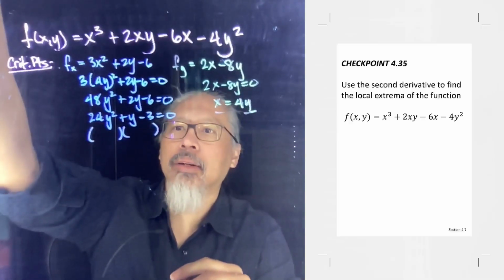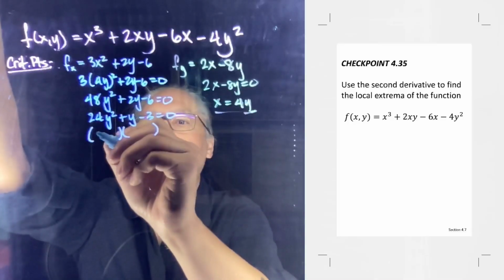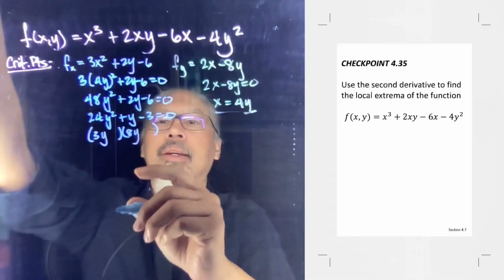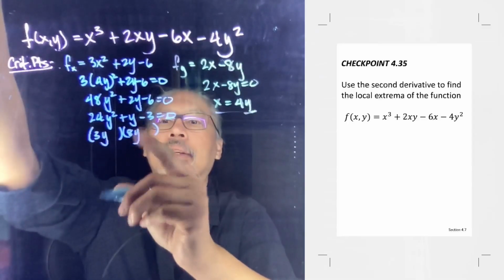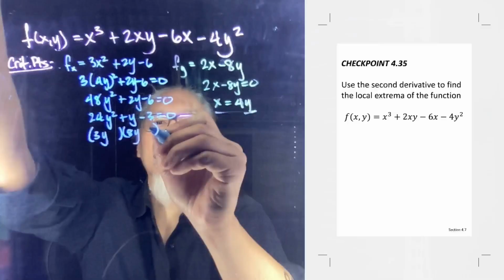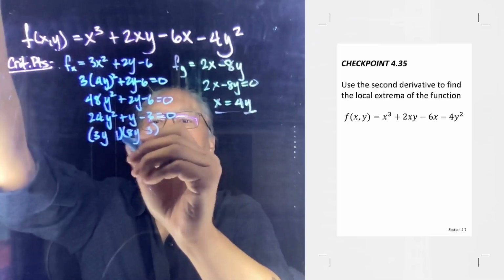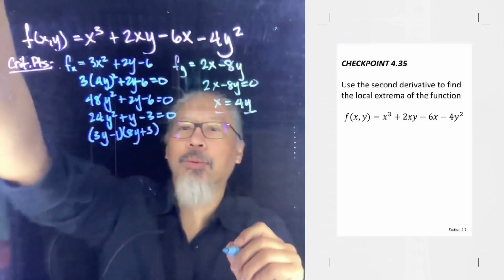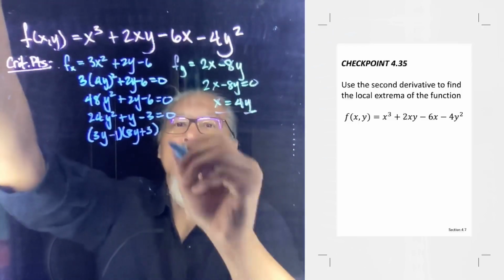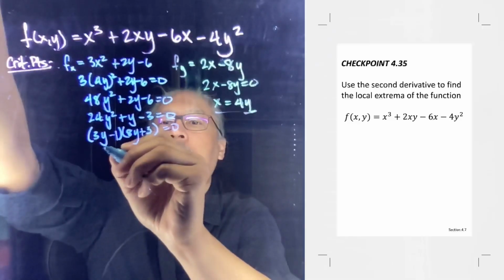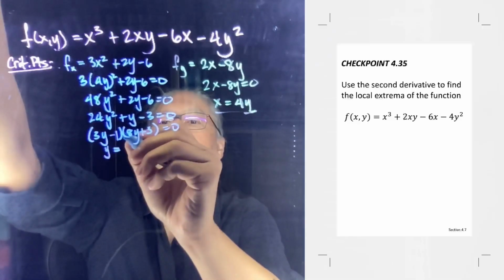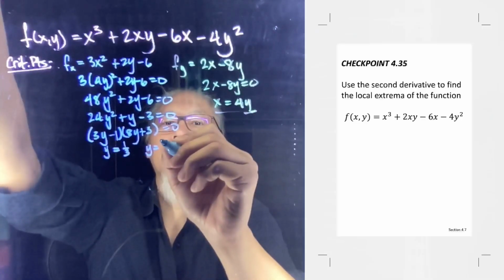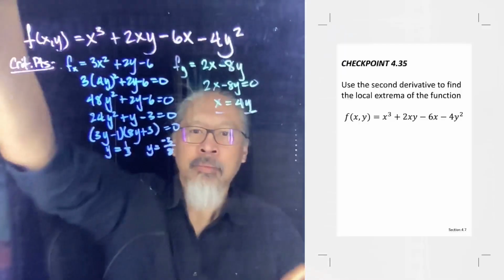24, several possibilities. I think 3 and 8 would do. 3y, 8y, and 3 times 1. So 3 times 3 is 9. 9 minus 8, I think, is our winner here. And if we set this equal to 0, we're going to get y equals positive 1/3, and y is equal to negative 3/8.